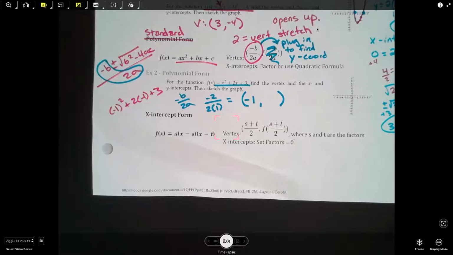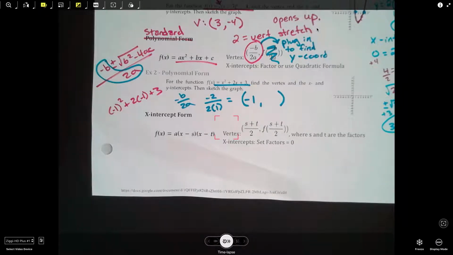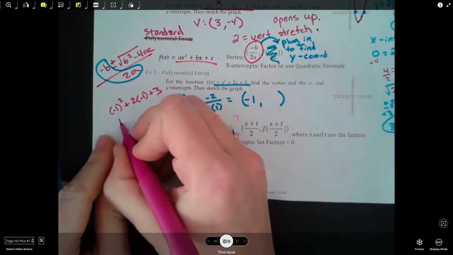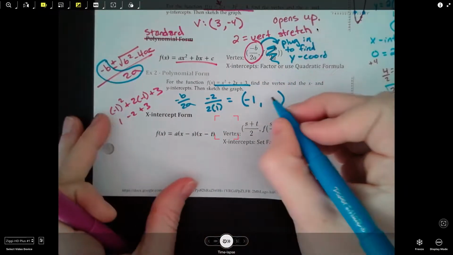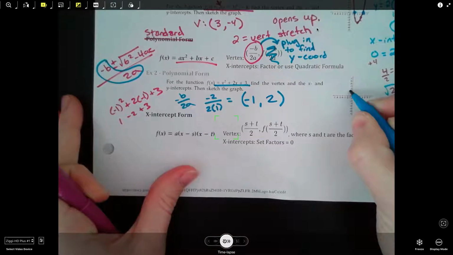All right, negative 1 squared. My algebra kids screw this up all the time. Make sure that you put it in parentheses. Negative 1 squared is positive 1, minus 2, plus 3. What's that? Is it 2? 2. So my y-coordinate is 2. Negative 1, 2. Right there.